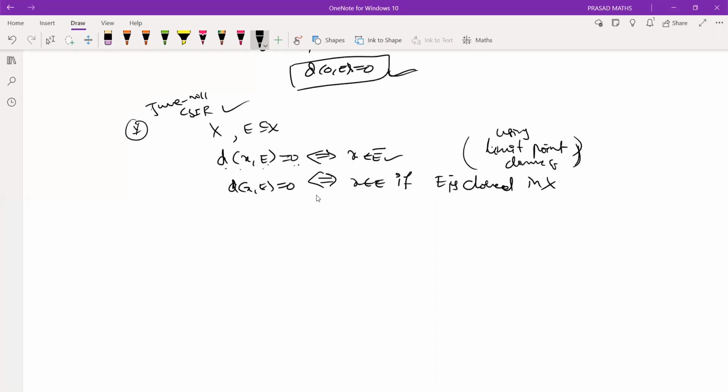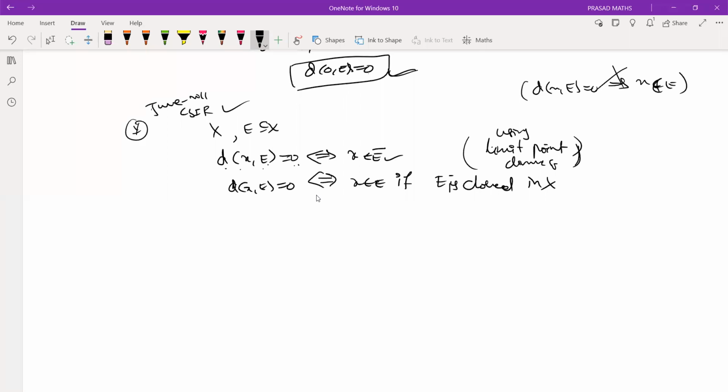Generally, the distance between x and E being 0 need not imply that x belongs to E. This result may fail. But the distance is 0 if and only if the point need not be in E, but the point should be in the closure of E. That is what is important. Is it clear?